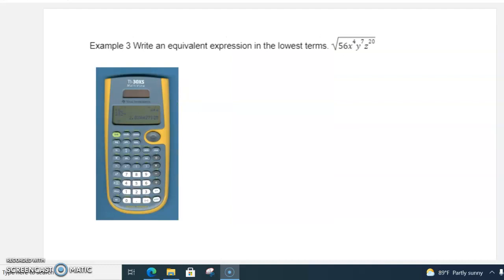All right, so example 3, we want to write an equivalent expression in the lowest terms. The way I would solve this is I would break everything up, and I would first take the square root of 56 on your calculator, which you're going to do by hitting second, then x squared, and then typing 56. And you get 2 square root 14.